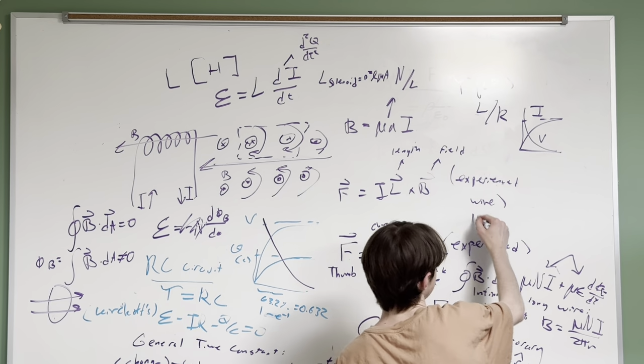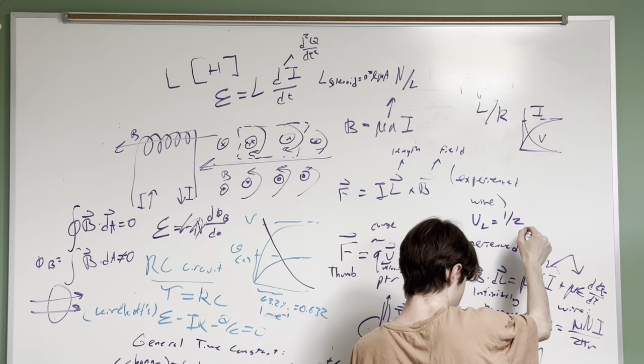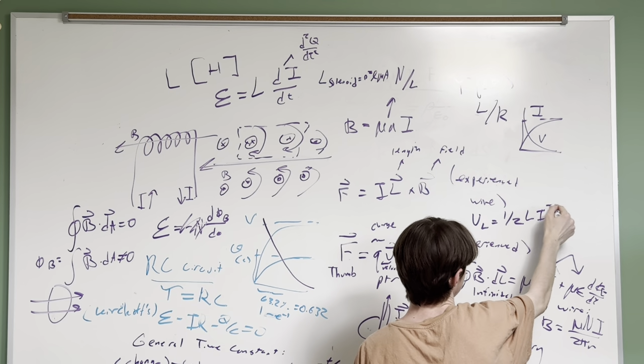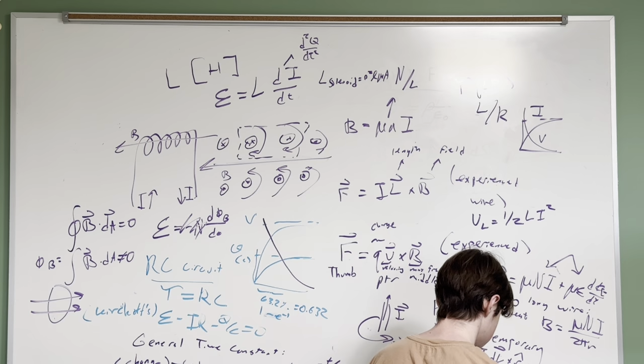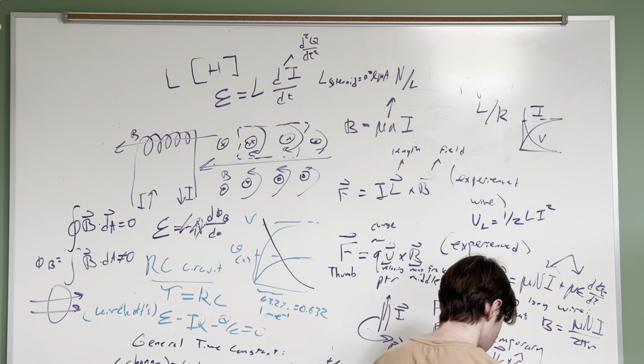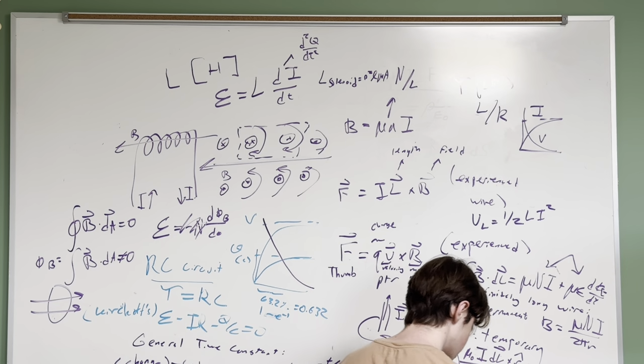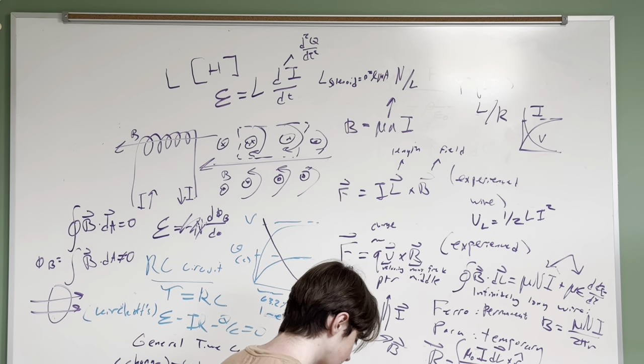The potential energy of an inductor is equal to 1/2 L I squared. And we had Maxwell's equations. And yeah, that's it. That's all.